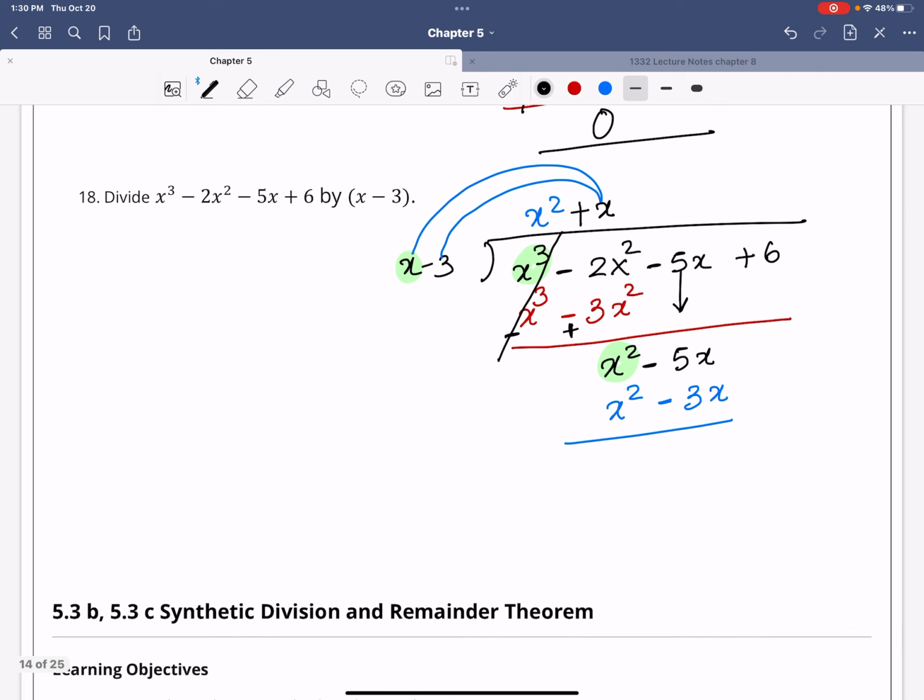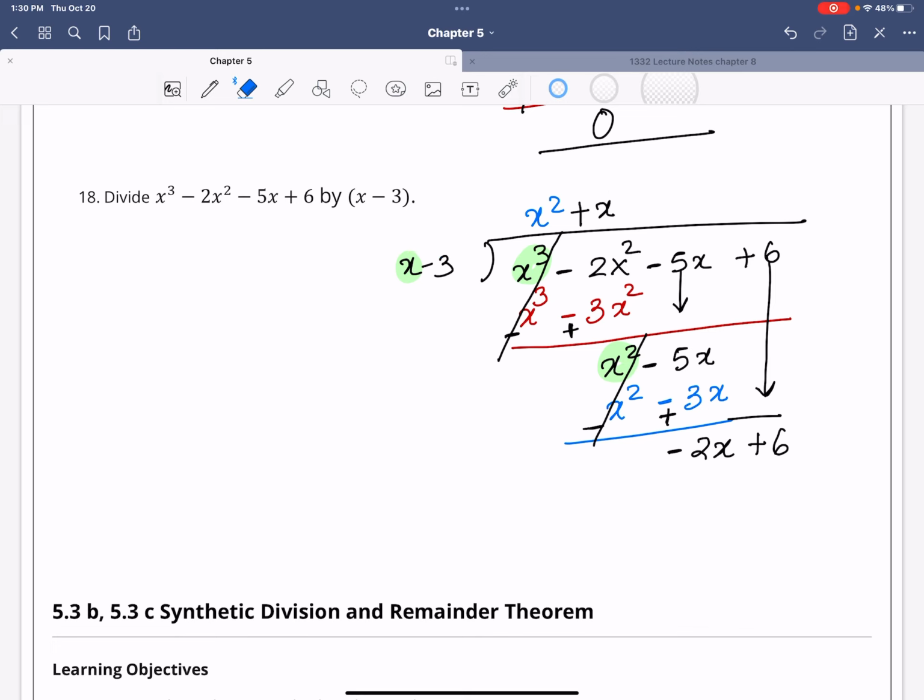And now I subtract. Again, pause if you don't understand. When I subtract, what do I do? I change the sign. This becomes a negative, this becomes a positive. Boom, this one cancels out. Negative 5x plus 3x is negative 2x. I bring down the 6.